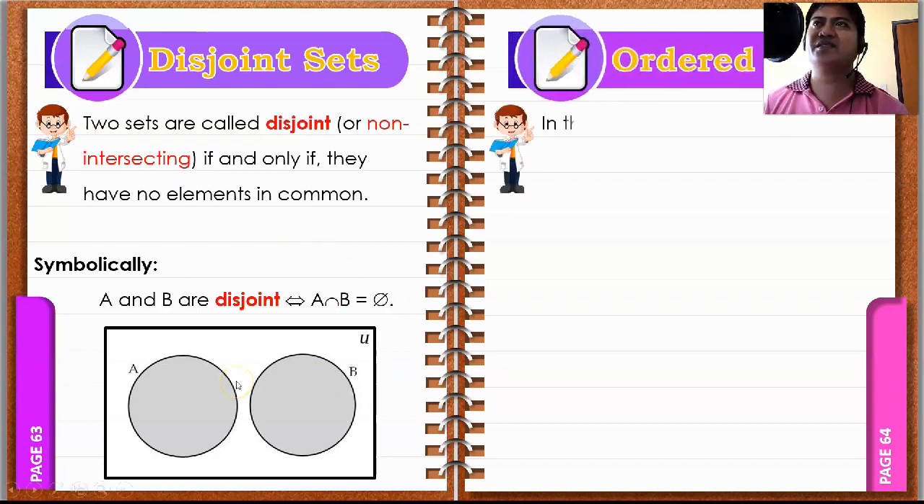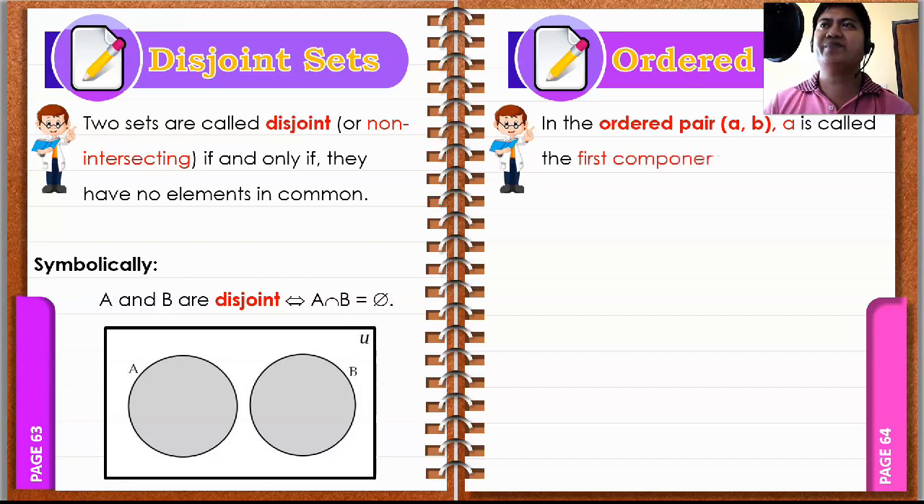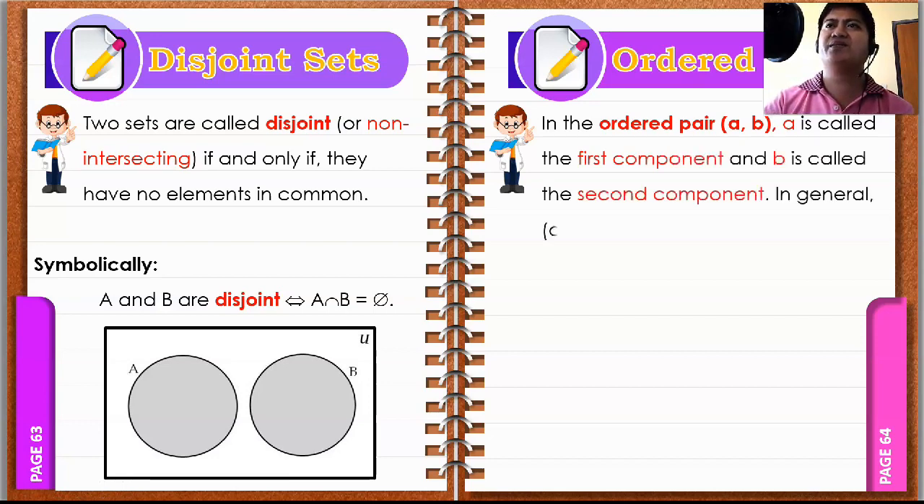So next are the ordered pairs. In the ordered pair (A, B), A is called the first component and B is called the second component.